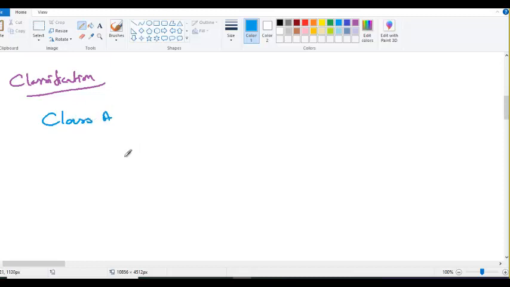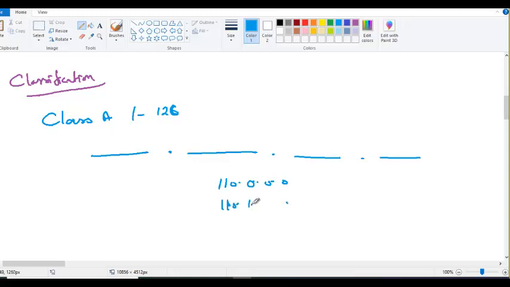Class A. Out of 32 bits, any IP address starting with 1 to 126 is a Class A address. For example, 110.0.0.0. This is a Class A address. 110.1.1.1 is also a Class A address.